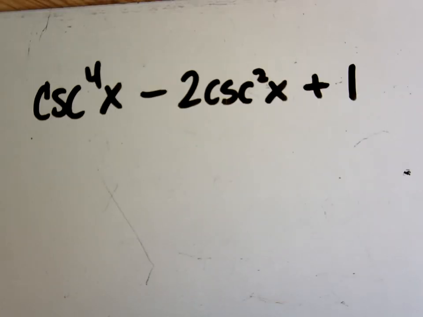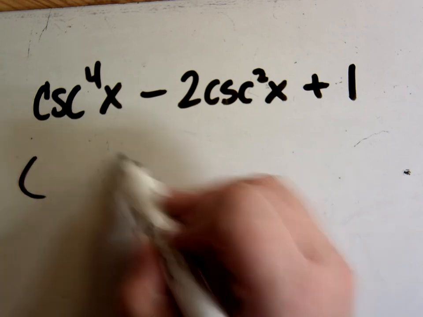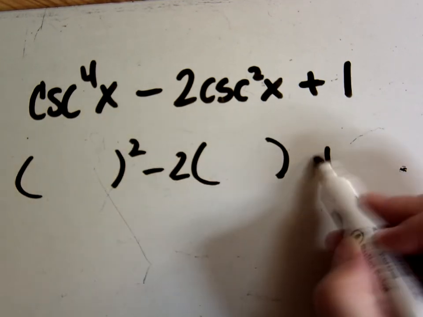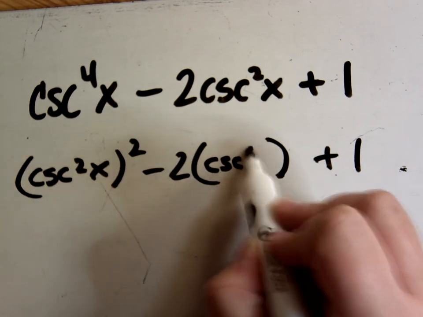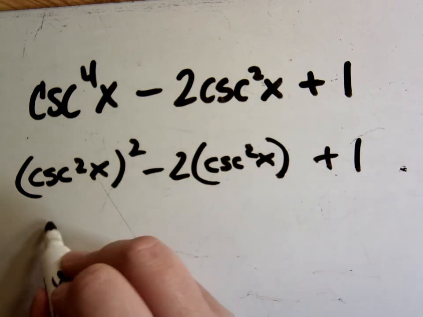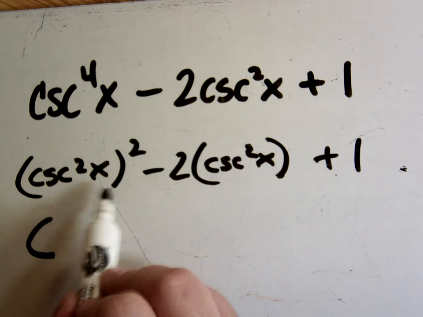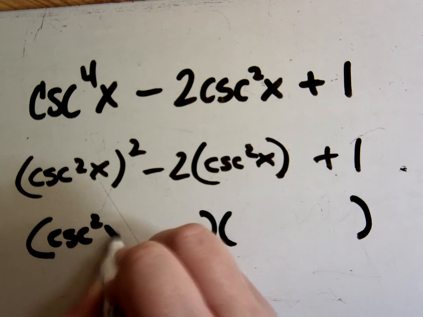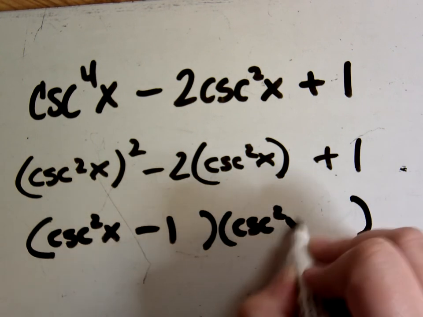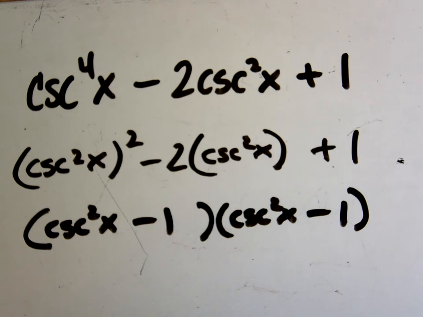The one that we encountered was cosecant to the 4th of x minus 2 cosecant squared of x plus 1. So this is something squared minus 2 times that something plus 1. And my something is cosecant squared. So again, it's going to factor as whatever squared minus 1 times whatever squared minus 1, and the whatever squared is cosecant squared. Recognizing this pattern can help you out a lot.